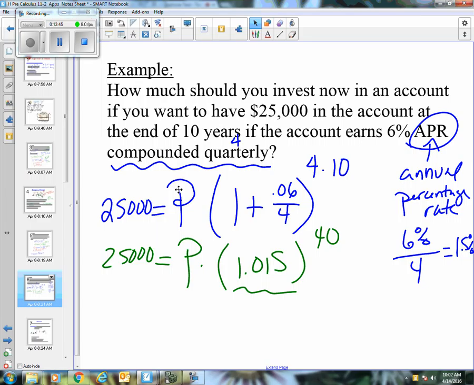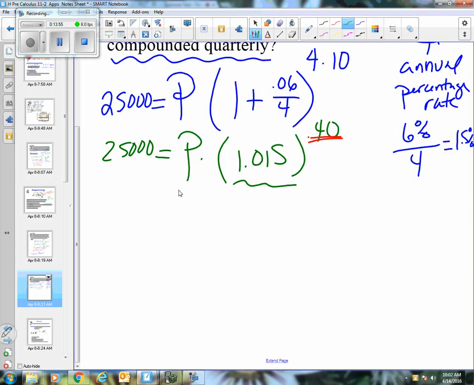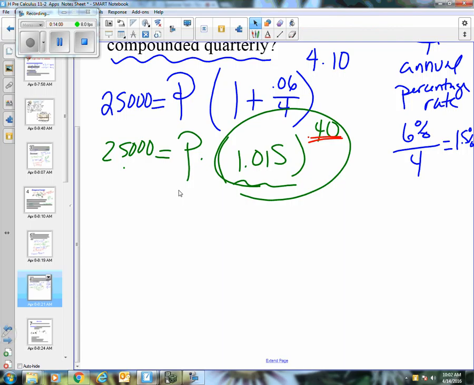that 1.5%. All right, now what does the 40 represent? Well, that's how many total times you're going to get that interest, right? Because you're going to get it 4 times a year, times the 10 years that you have your money in there. Okay, so order of operations, then you're going to figure out what this number is and take 25,000 divided by that payment, or by that value, and then we'll see what our P is.